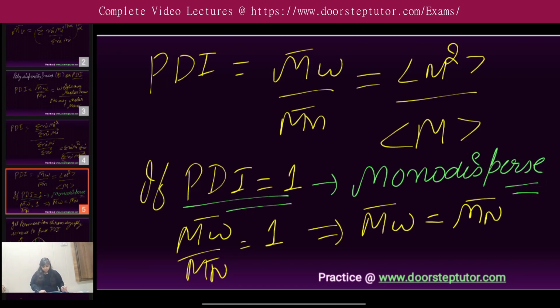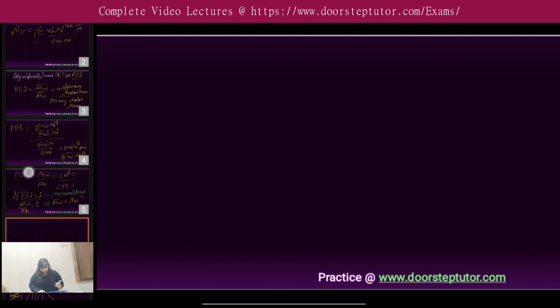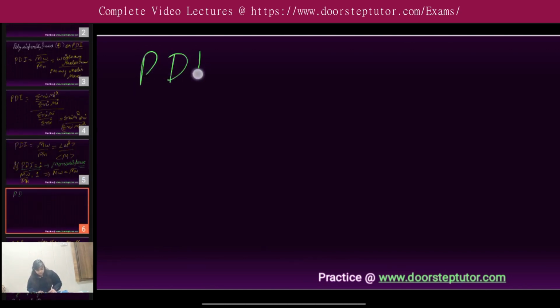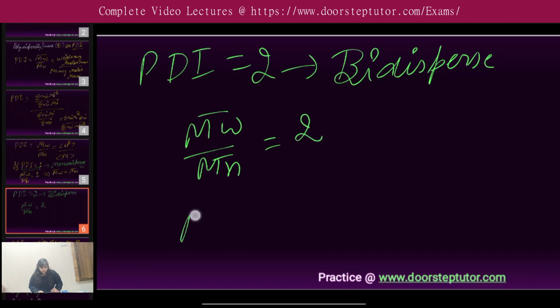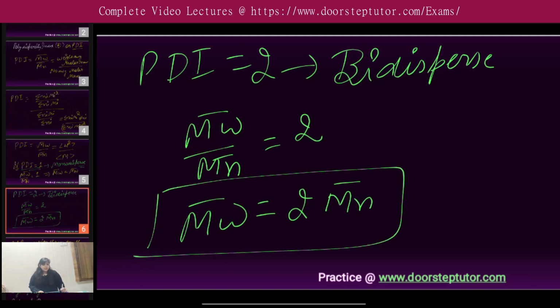Okay, when the PDI value is equal to 2, that is for the bidisperse case. So Mw by Mn is going to be equal to 2. This implies the weight average molar mass is twice the number average molar mass. That means when this is the case, we call it the bidisperse one.